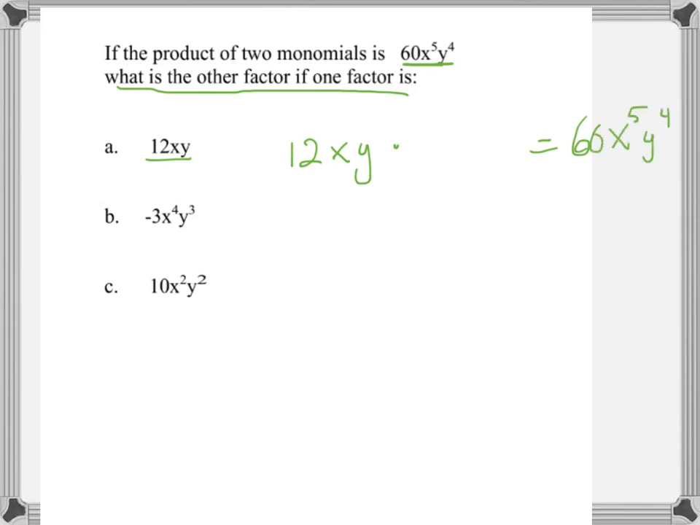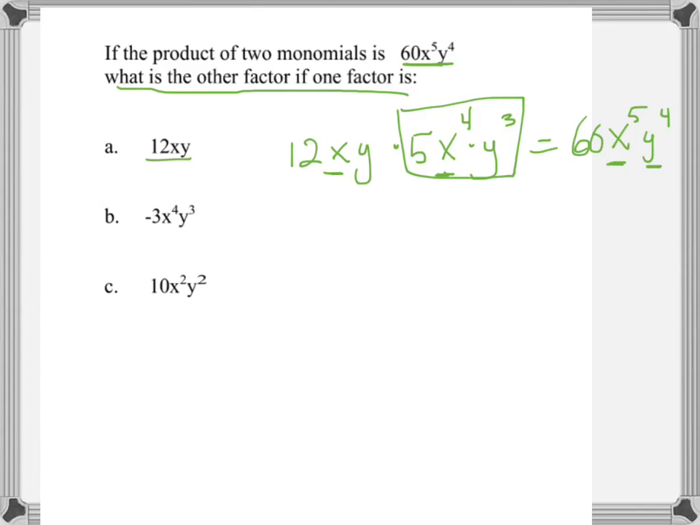So what would I have to multiply 12xy by in order to get 60x to the 5th, y to the 4th? Well, in order to get 60 as a coefficient, the coefficient of the factor that's missing would have to be 5. In order to get x to the 5th, I'd have to multiply that by x to the 4th. So x to the 1st times x to the 4th gets you x to the 5th. And similarly, to get y to the 4th, I'd need this second factor to have y to the 3rd in it.